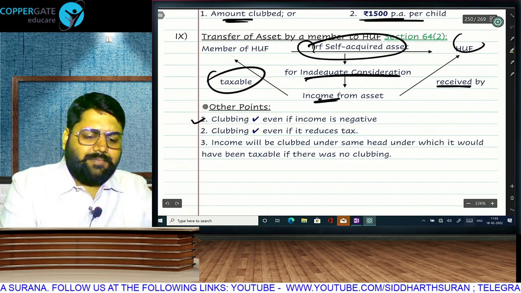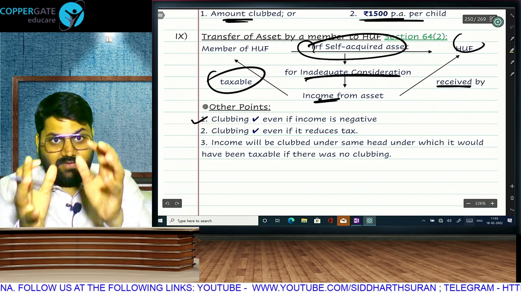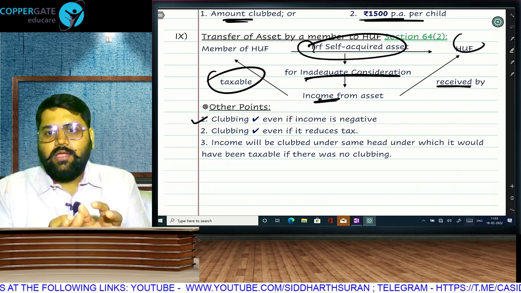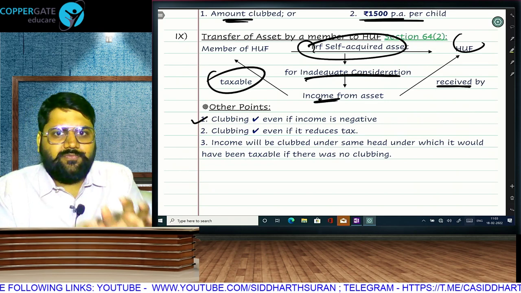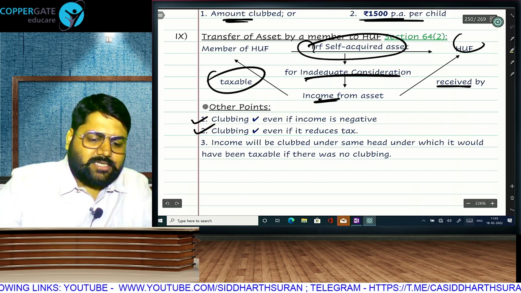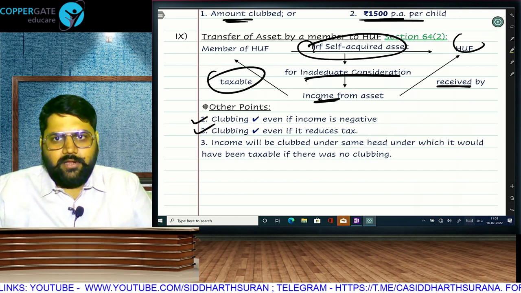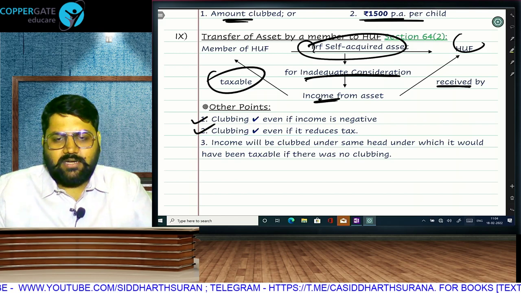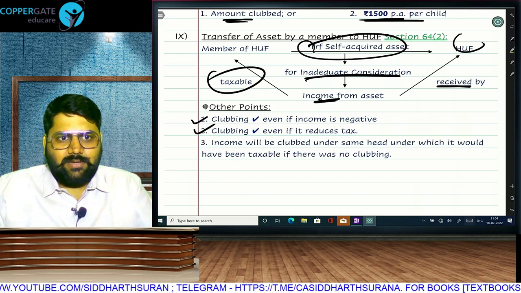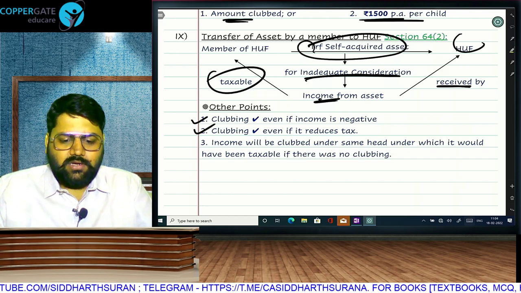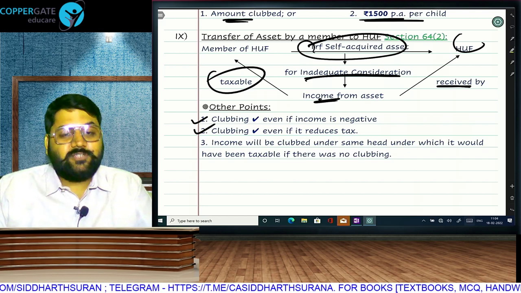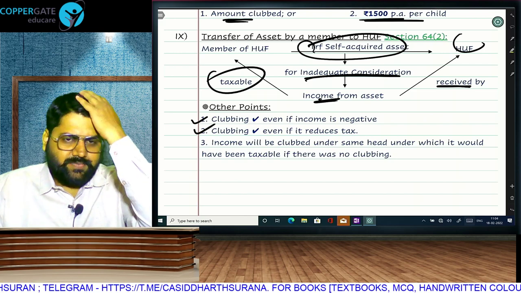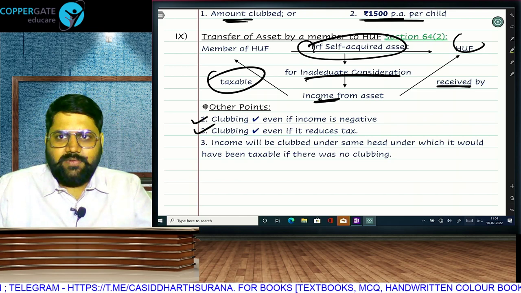Other points, clubbing is compulsory even if it is a loss. So everywhere we club the income, in case it is a loss, the loss will also be clubbed. Clubbing applies whether it is profit or loss. Clubbing is compulsory even if it reduces your tax liability, unlike transfer pricing, which applies only if it increases the tax. If it reduces tax, then transfer pricing is not applicable, but here it will be compulsory.